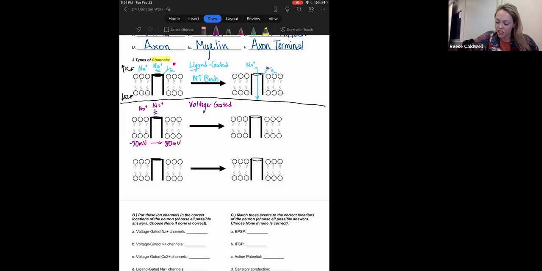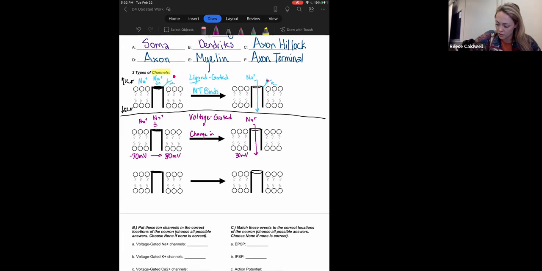When we have a change in voltage, that will open up a channel. When the cell voltage becomes more positive, or we have some type of change, that will open up that voltage-gated channel, and that ion can now flow into the cell. So we see our voltage-gated channels work by a change in voltage.